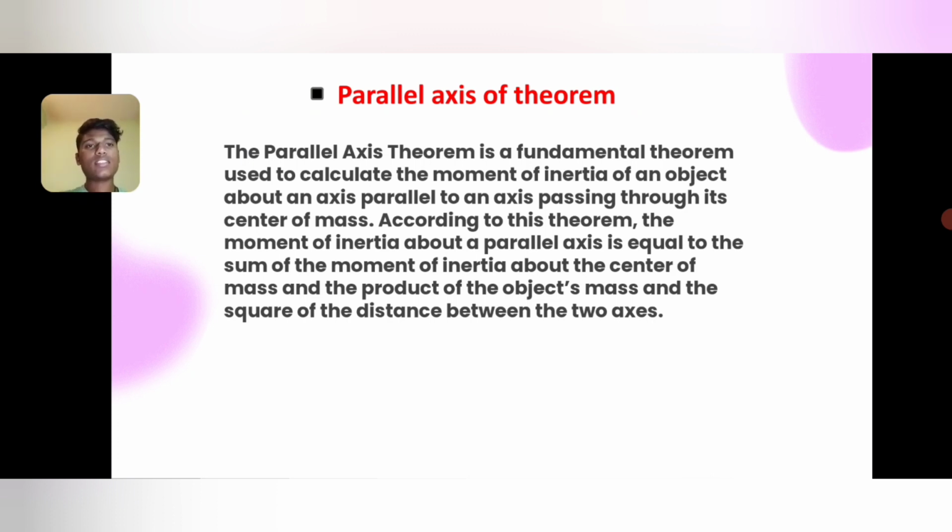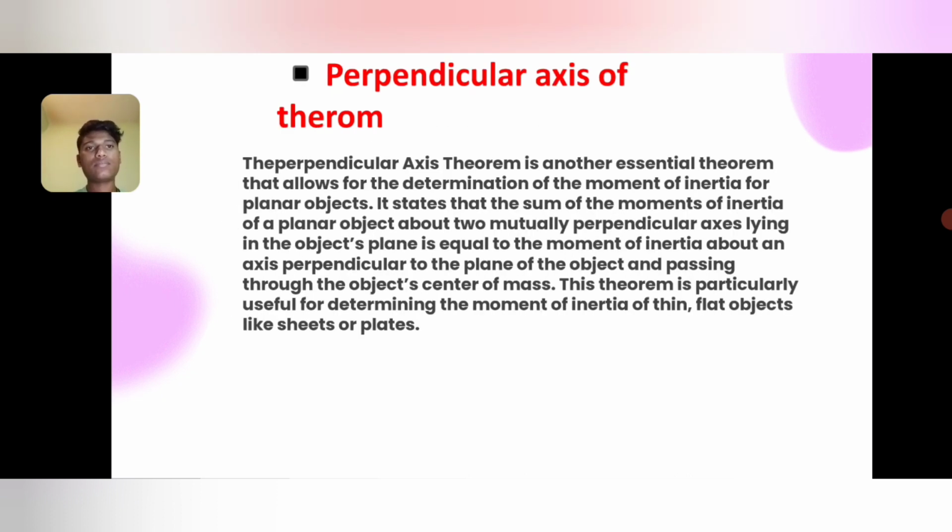Parallel axis theorem. The parallel axis theorem is a fundamental theorem used to calculate the moment of inertia of an object about an axis parallel to an axis passing through its center of mass. According to this theorem, the moment of inertia about a parallel axis is equal to the sum of the moment of inertia about the center of mass of the object and the product of the object's mass and the square of the distance between the two axes.